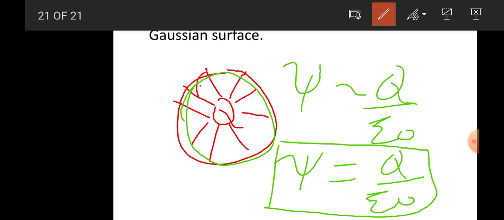So, according to Gauss law, the charge enclosed in the Gaussian surface is directly proportional to the electric flux, and the electric flux is inversely proportional to the permittivity of free space. This is what Gauss law states. The use of Gaussian surface. This Gaussian surface is an imaginary surface.